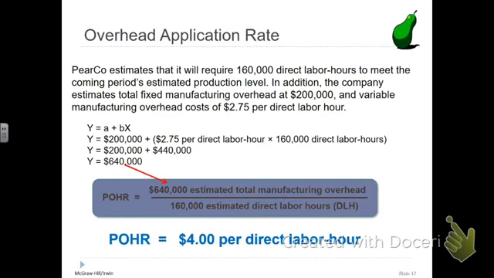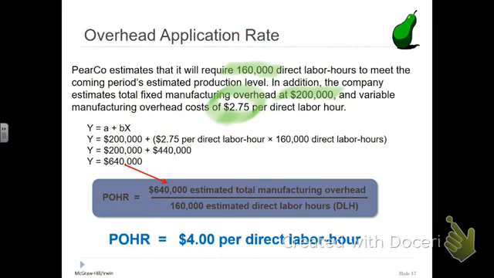Okay, and this is very common for how a firm would go about doing something like this. They think that next year, i.e. the upcoming period, they're going to use 160,000 direct labor hours. The company estimates that its fixed costs are going to be 200 grand, and its variable costs in this case are 275 per labor hour.